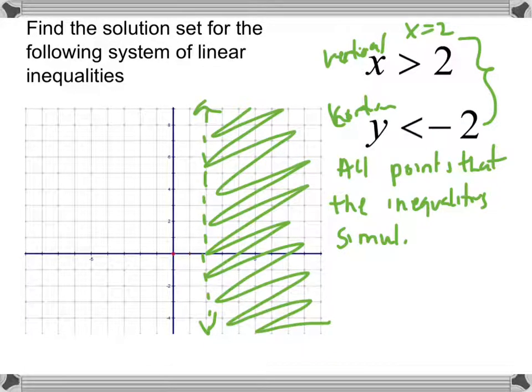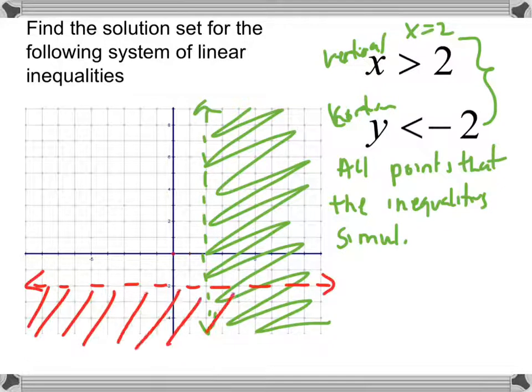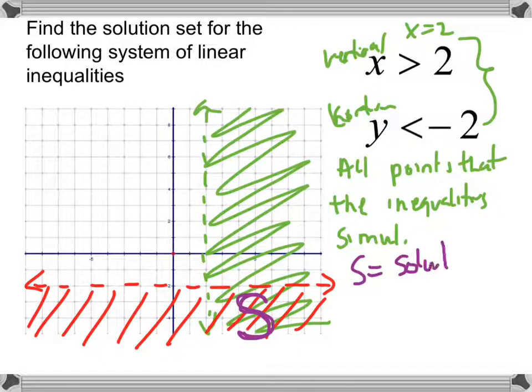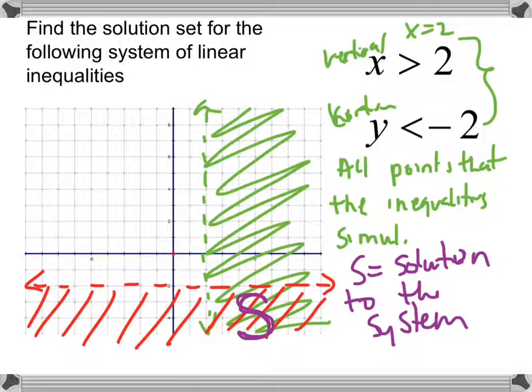Okay, y is less than or equal to 2, so that's going to be, again, a dashed line here. We're going to shade right here. Okay, so our solution to our system is anything that's in both of them. So S is the solution to the system. We are looking for the points where both areas are shaded.